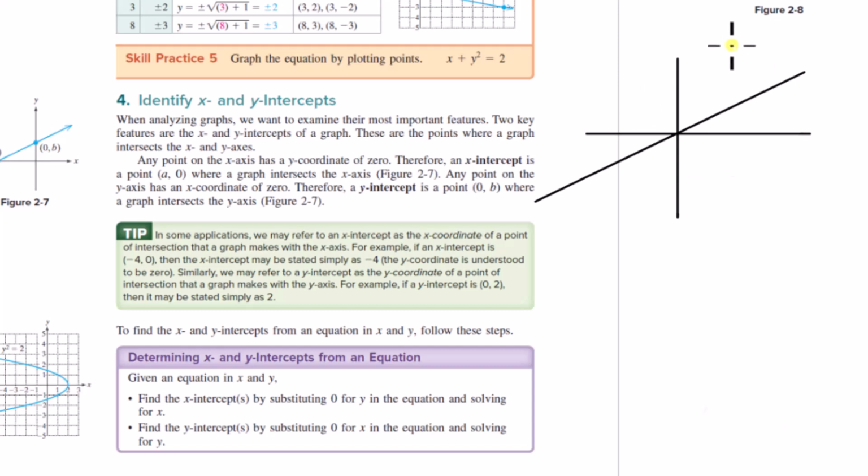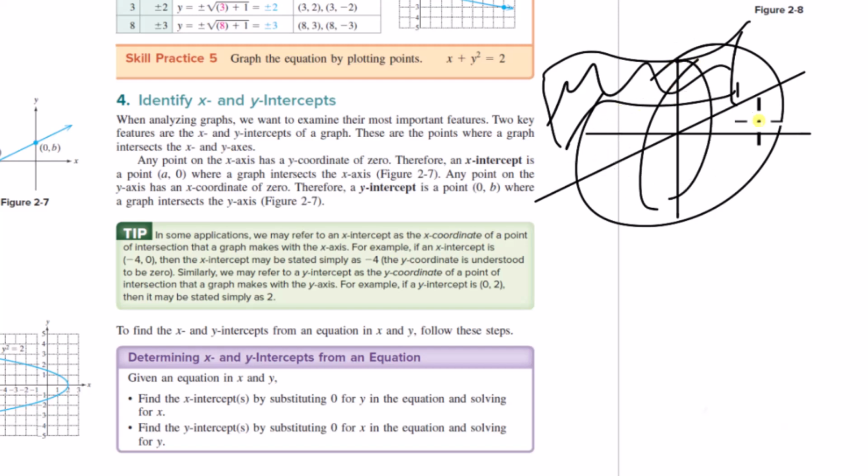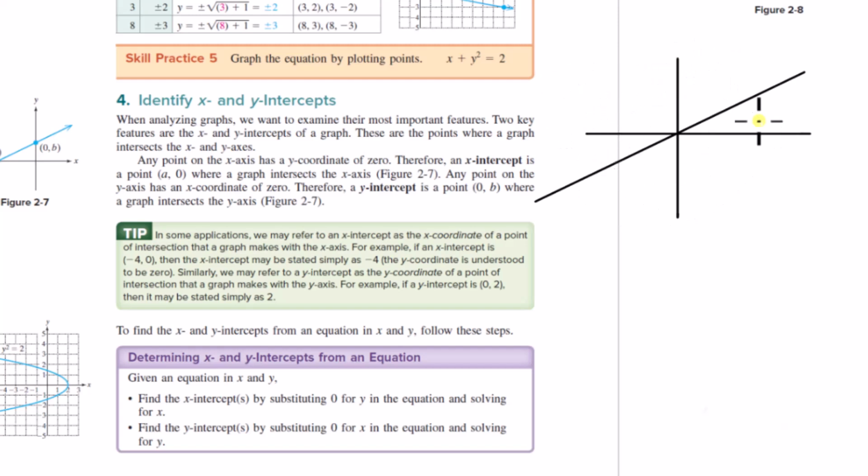In 3D, you're going to have a whole surface. You could have a sphere, right? But you can think about where the graph intercepts. Where does it cross over the x-axis or the y-axis or the z-axis?